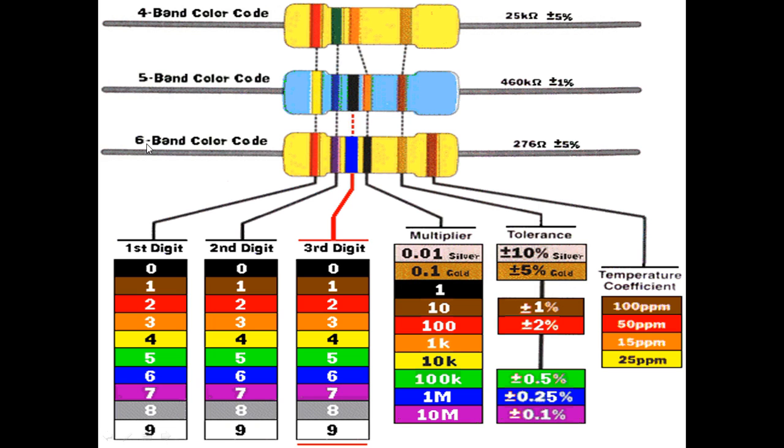Now I discuss the six-band color code. The first band's value is the first digit; that is 2. The second band's value is the second digit; its value is 7. The third band's value is the third digit; its value is 6. Together we get the value 276. And the fourth band is the multiplier. Its value is 1.